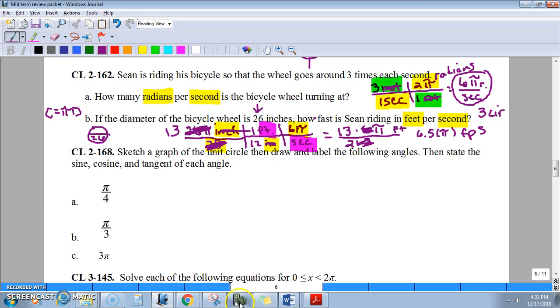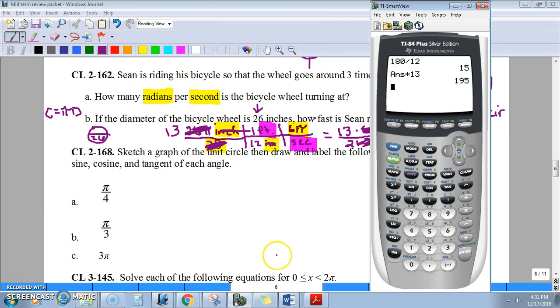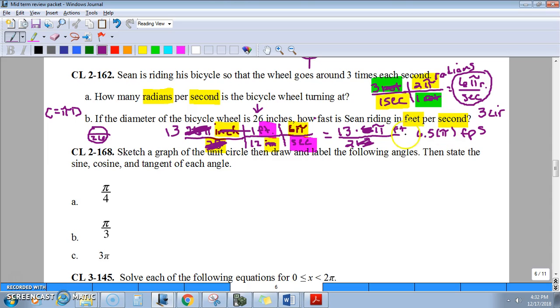Now you can just multiply that out, which would be, I don't know, 20 something. You could also just put all of that in the calculator, but I thought, why not just do some mental math? 6.5 times pi is approximately 20.42, so this is my perfect answer, or it's approximately 20.42 feet per second. That doesn't sound that fast, but it's fine.